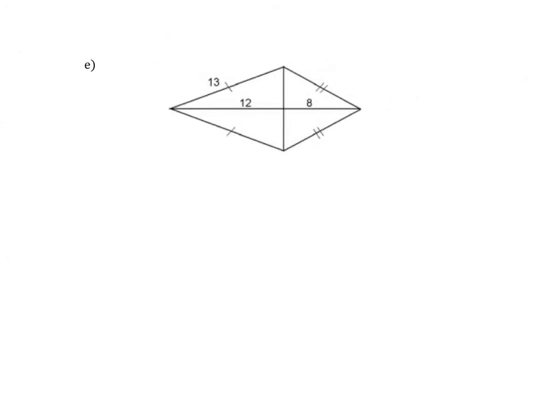Okay, moving on to this one. Again, we know it's a kite because the consecutive sides are congruent. So we're going to do, again, 1/2 times the product of the diagonals. So here we know that one diagonal is 20, but we need to find the length of the other diagonal.